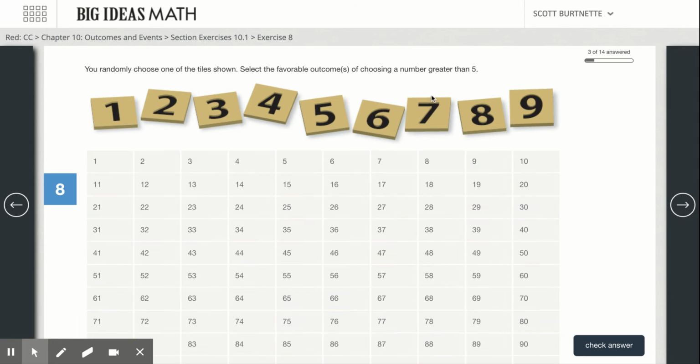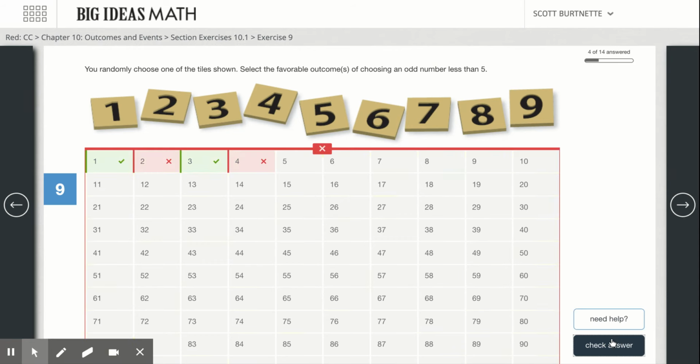Now a number greater than 5. The number is bigger than 5 in this. 5 would not work. 5 is not greater than 5. It's equal to 5. So 6, 7, 8, and 9. We'll check our answer. Check. A number less than 5. 5 also isn't less than 5. It's equal to 5. 1, 2, 3, and 4 would be the numbers that are less than 5.